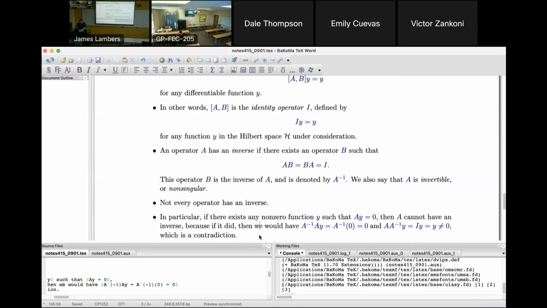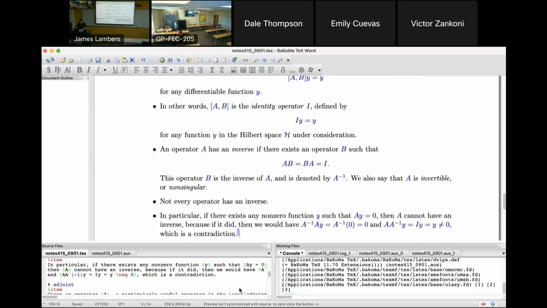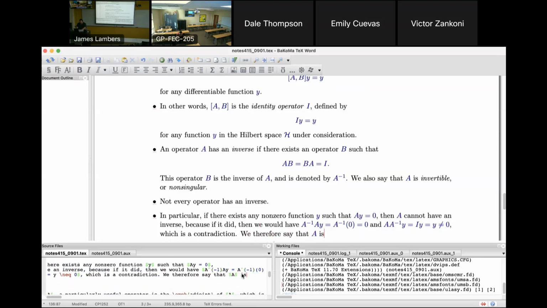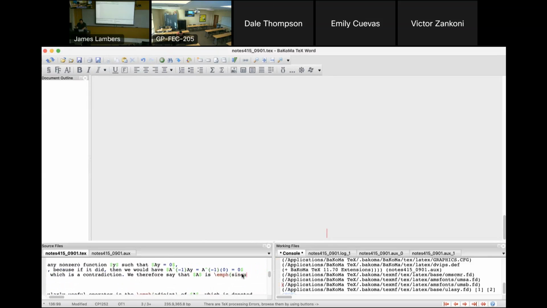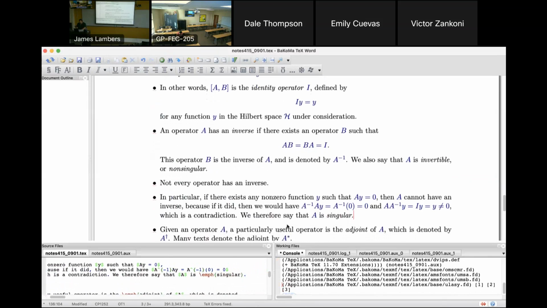So in that situation, A is singular, in the case where it doesn't have an inverse.